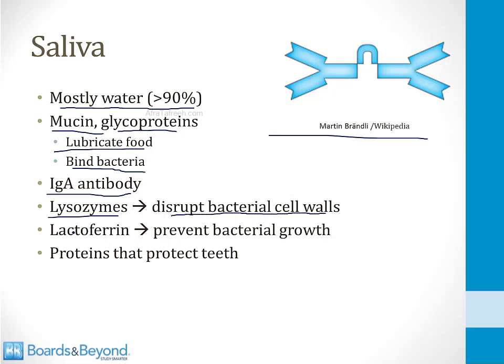You can also find a substance called lactoferrin. The word lacto is in the name because it's also found in breast milk, and the word ferrin is in the name because one of the things lactoferrin can do is bind to iron, and it prevents bacterial growth. And then finally, you can find many proteins that help to protect your teeth from decay.